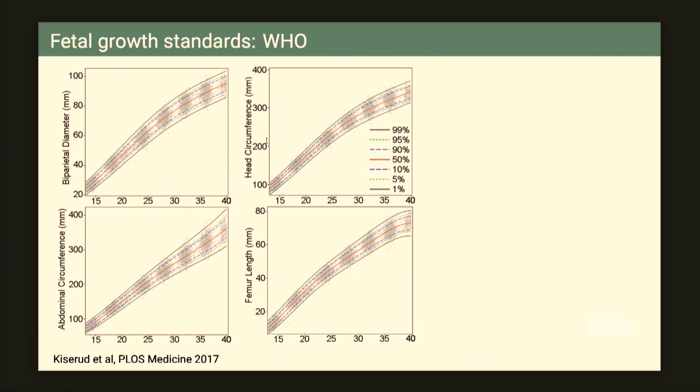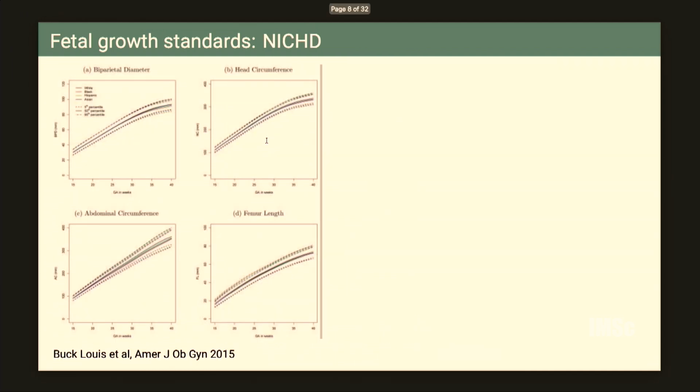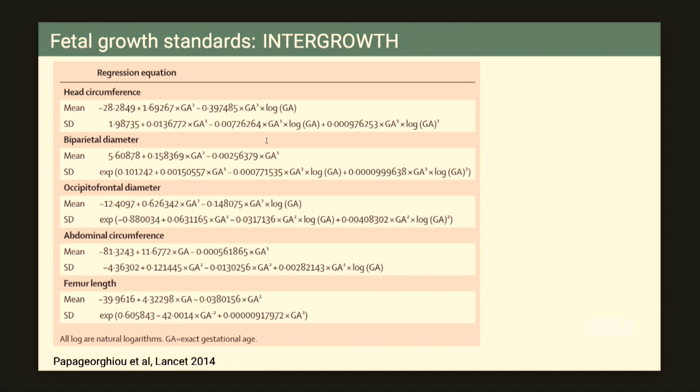So the 50th percentile is the red line, the 95th percentile is the dotted green line, and the 99th percentile is the solid black line. Basically, if you fall outside the 10th or 90th percentiles, they might conclude that you're not growing appropriately. For example, NICHD has similar standards, and Intergrowth provides these really weird formulas instead of standards. And being new to the field, we were scratching our heads wondering where these things could have come from.